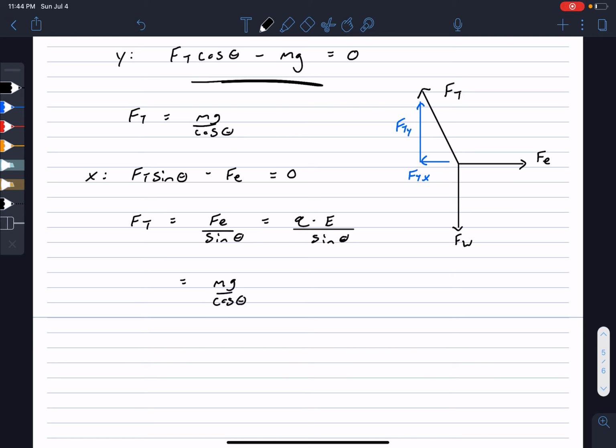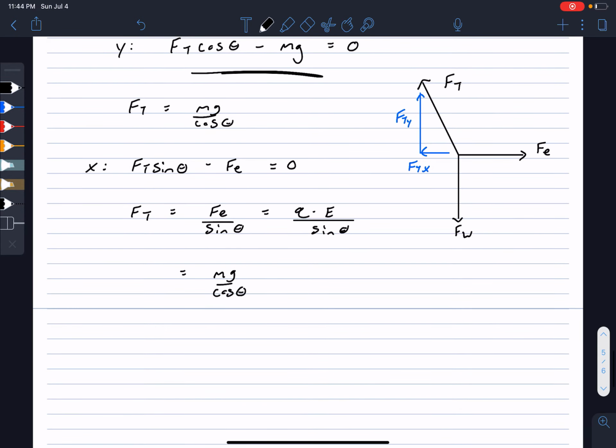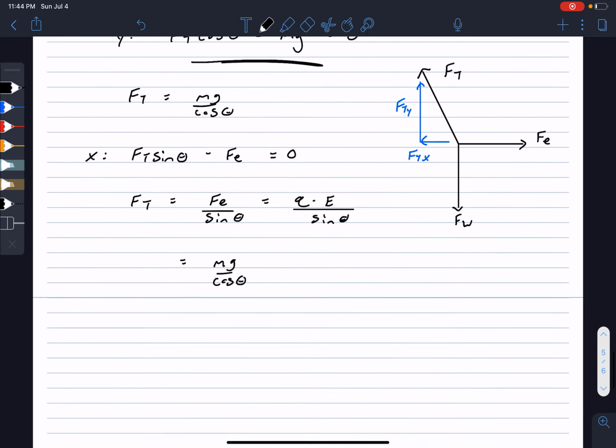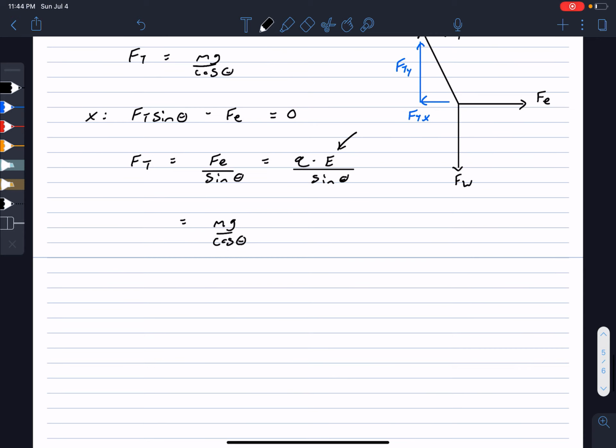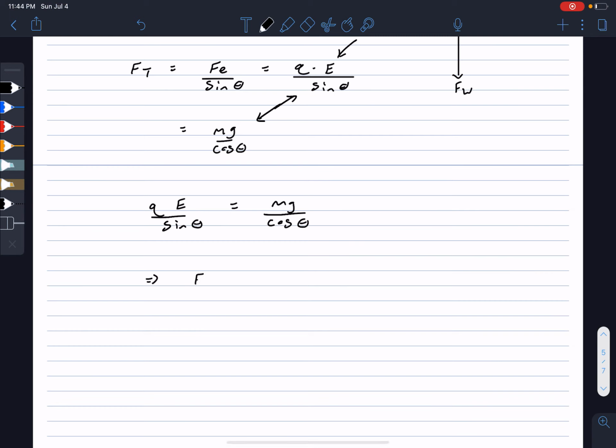Now what did we want to solve for? We wanted to solve for the electric potential difference. Right? So we're going to want it in terms of E. Okay? So then let's set these equal to each other. This thing that I found equal to this thing that I found. So Q times E over sine theta is equal to mg over cosine theta. That means that E is equal to mg over Q tangent theta.